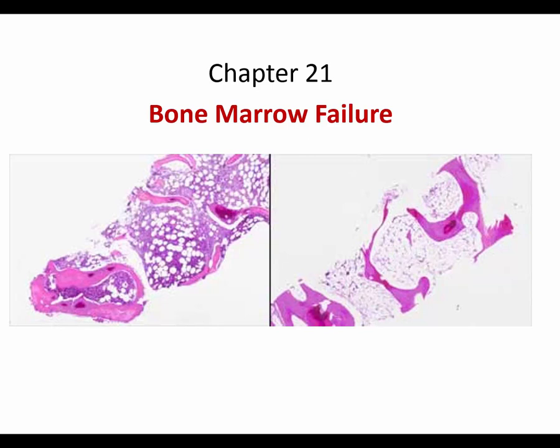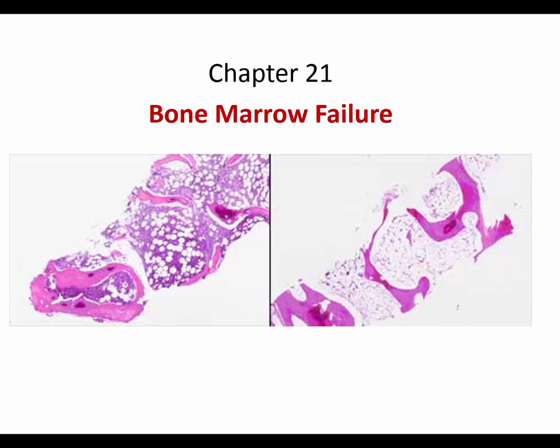We're going to go to the next chapter, chapter 21, bone marrow failure. I think that entire lecture is right in front of you. Bone marrow failure is the inability of the bone marrow to produce the blood cells. That's it. You have two images of bone marrow biopsy here.